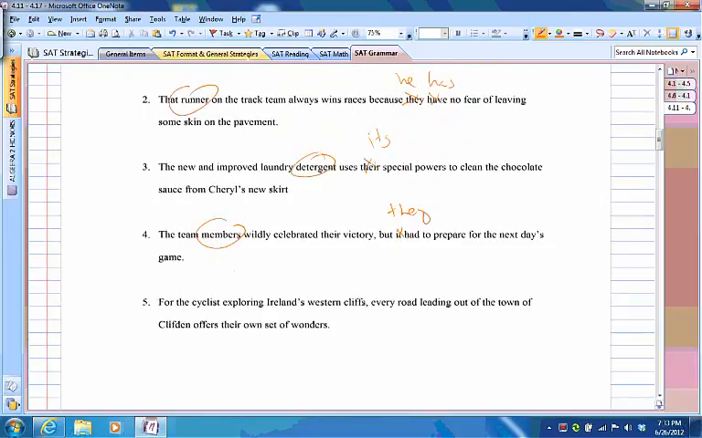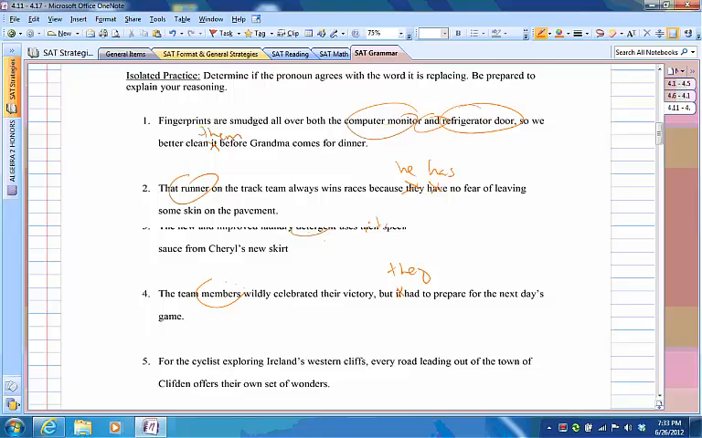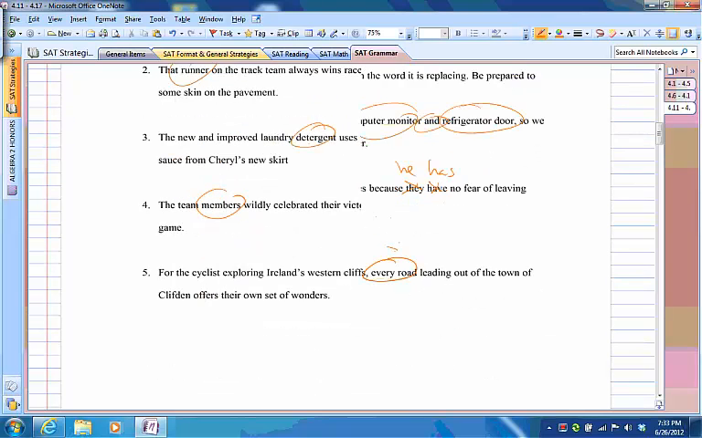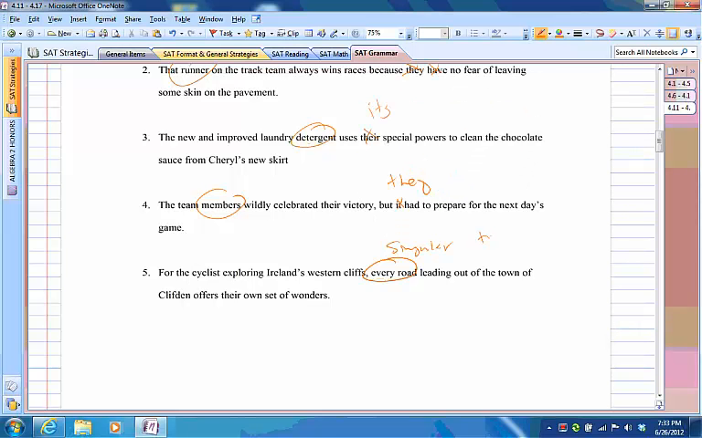For the cyclists exploring Ireland's western cliffs, every road leading out of the town of Clifton offers. Every is actually singular. Same thing with each. So it's also true for each. So when you say Clifton offers its own set of wonders. So just make sure you know what we're talking about. If we're talking about something that's a single entity, like every road, make sure you use the word its.